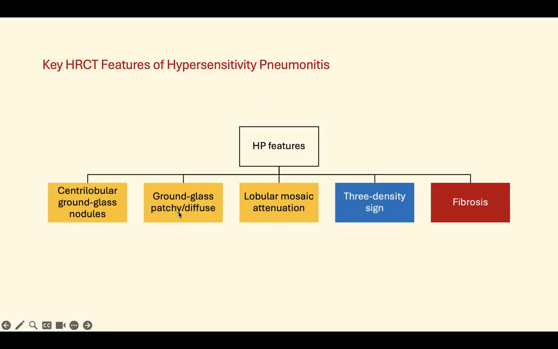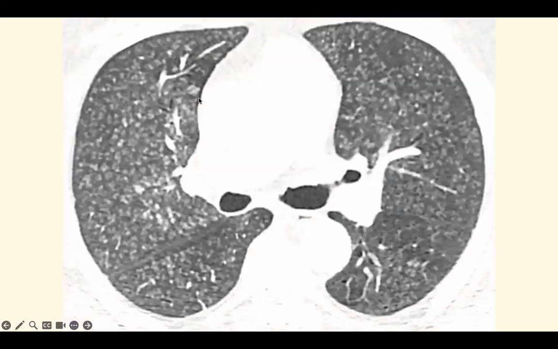The combination of ground glass opacities and lobular mosaic attenuation will produce the three density sign, in addition to the presence or absence of fibrosis. These are the key features of hypersensitivity pneumonitis. So here I will show you illustrations of these findings before discussing the classification. This is the appearance of the centrilobular ground glass nodules.